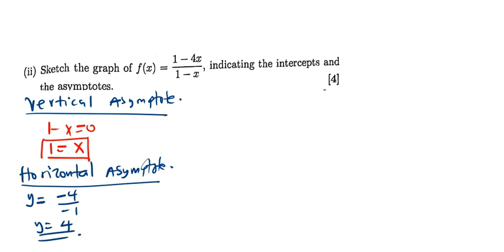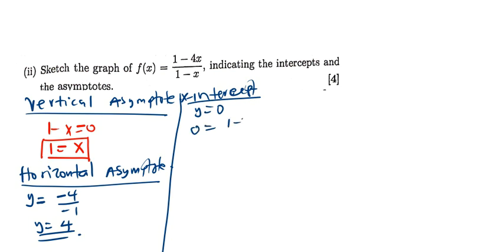After finding the asymptote, you need also to find the intercept. Okay, so I'll do this. Let's now go ahead and also find the intercept. You have x-intercept and y-intercept. So let's start with x-intercept. When you find x-intercept, y should be equal to 0. So this is the function. Replace y with 0: 1 minus 4x divided by 1 minus x.